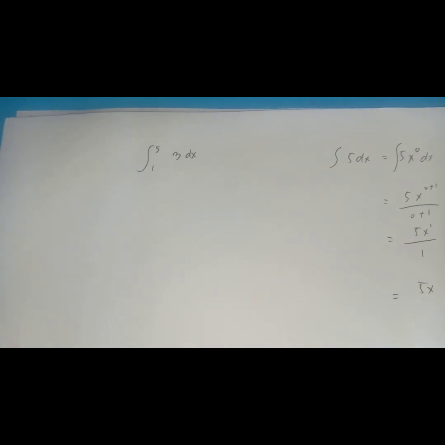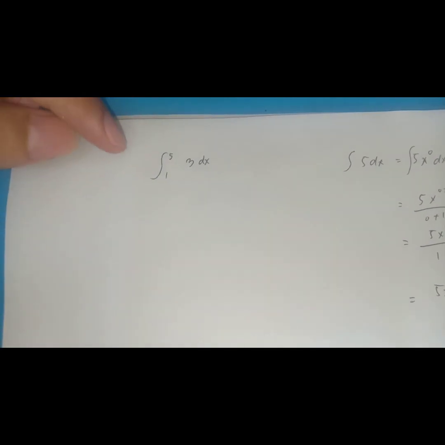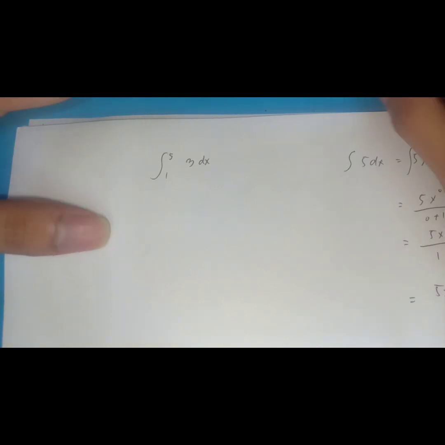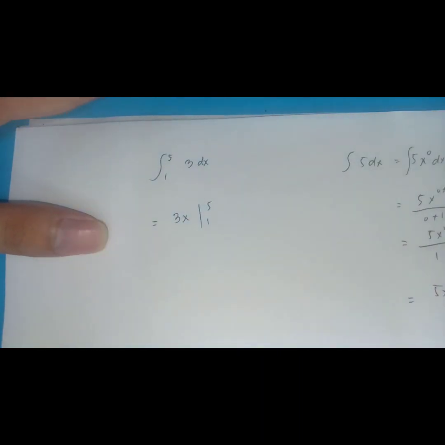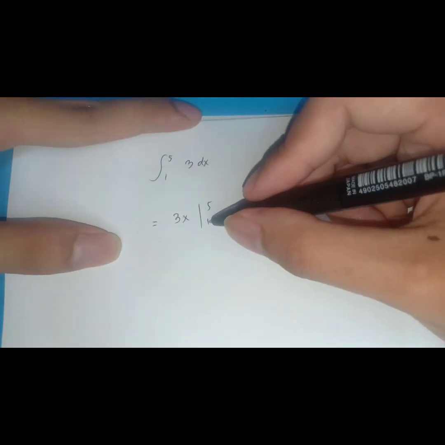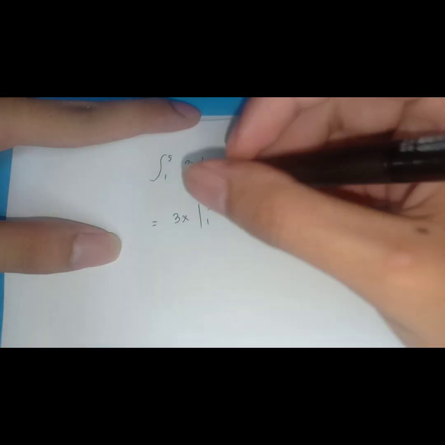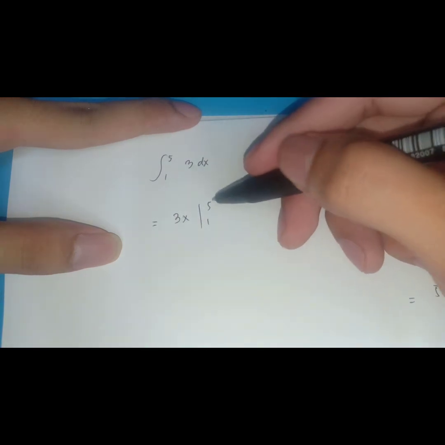So therefore our antiderivative of 3 dx evaluated from 1 to 5 is equal to 3x evaluated from 1 to 5. And same as what we did in our first equation, we're just going to substitute the lower limit and the upper limit, and subtract the lower limit from the upper limit.